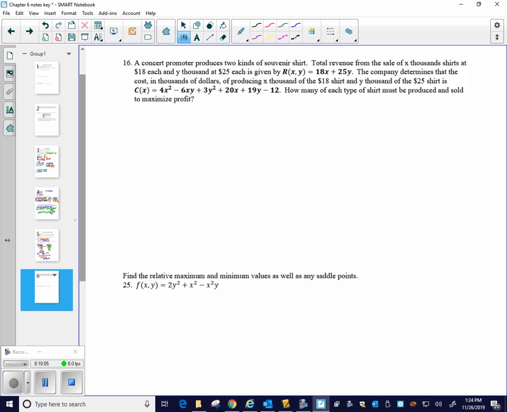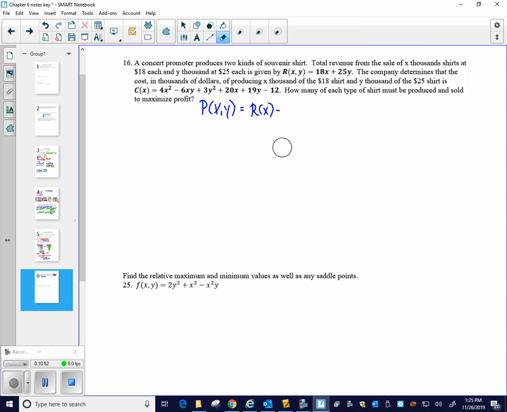All right, number 16, a concert promoter produces two kinds of souvenir shirts. Total revenue from the sale of x thousand shirts at $18 each and y thousand at $25 each is given by R of x, y, that's your revenue, equals 18x plus 25y. The company determines that the cost in thousands of dollars of producing x thousand of the $18 shirt and y thousand of the $25 shirt is given by the cost function, which is there. How many of each shirt must be produced and sold to maximize profit? Well, remember that profit of these two shirts is revenue.